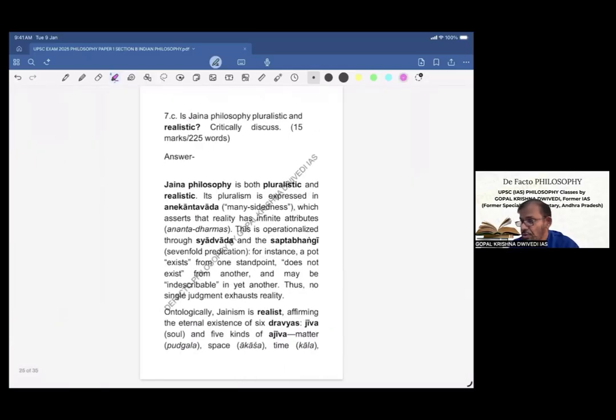Now we'll go to question 7C. Is Jaina philosophy pluralistic and realistic? Critically discussed. So now the directive is critically discussed. Roughly about 40% we have to devote to critical evaluation, and 60% to exposition. And this is a 225 words question, 15 marks. The question is direct: is Jaina philosophy pluralistic and realistic? So you have to limit your views on Jaina philosophy to this only.